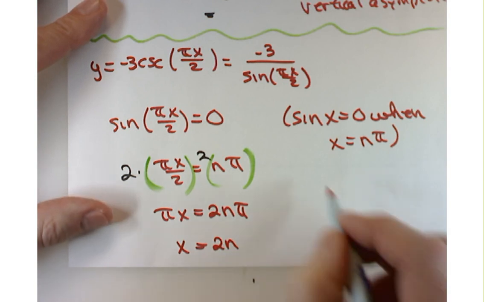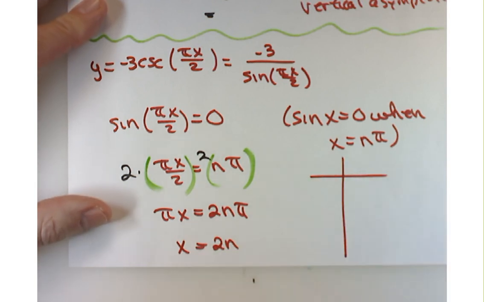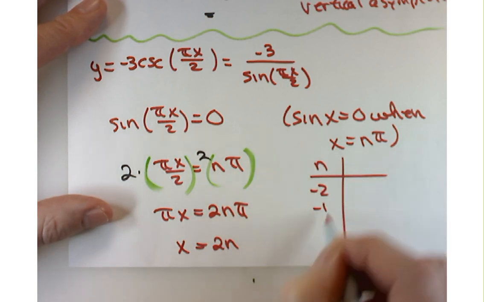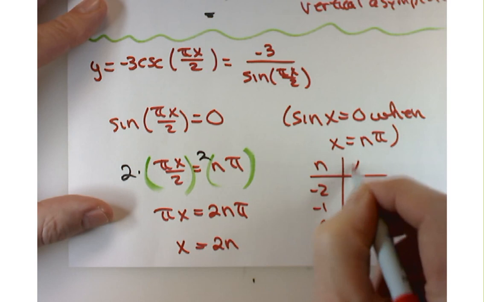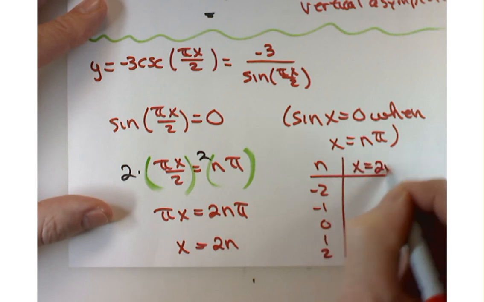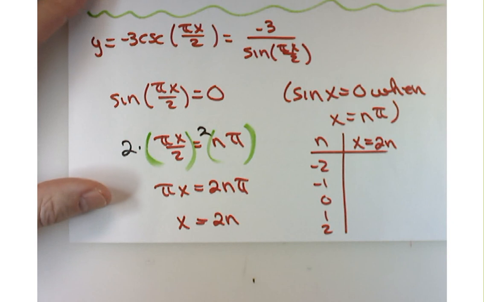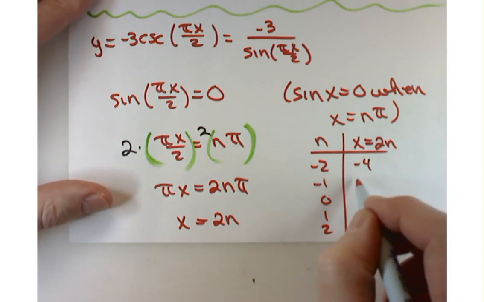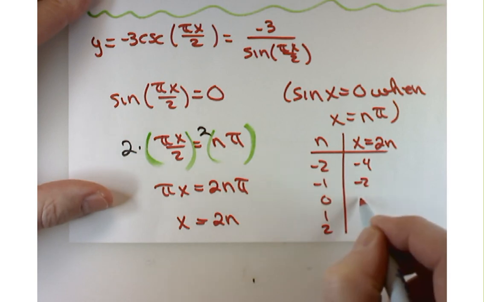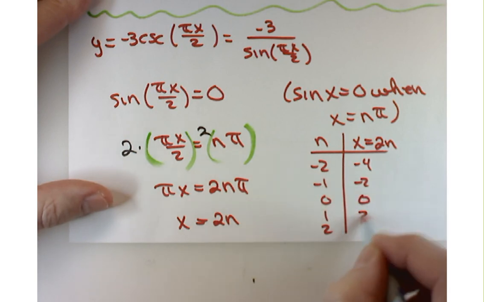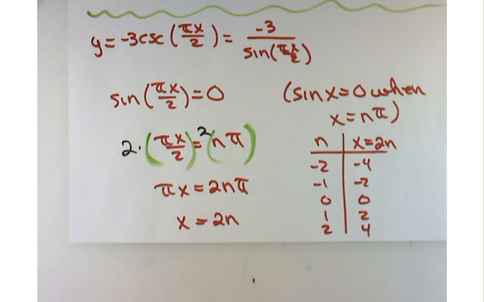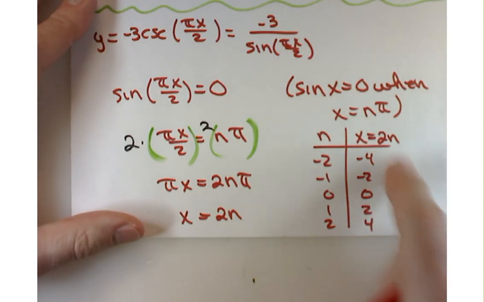2n. And ooh, this is pretty cool. Take a look at this. Let me write my little chart here. n = -2, -1, 0, 1, and 2. What are my values of x? Wow, that's pretty nice, right? So basically it's going to be multiples of 2.